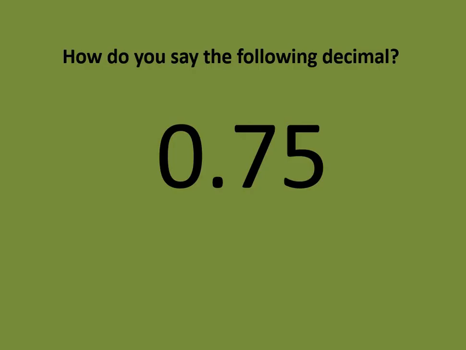How do you say the following decimal? It's 75 and the decimal point after 2 places. It means 75 out of 100, which is 75/100.